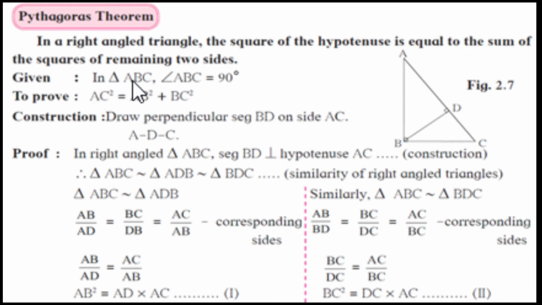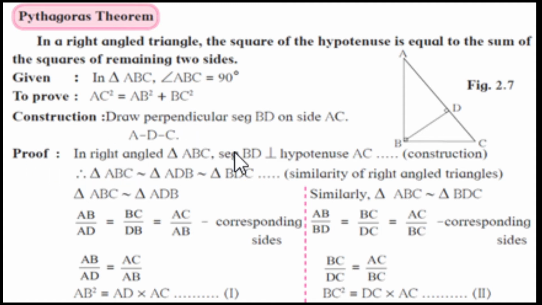Now what is given in triangle ABC? Angle ABC is 90 degrees. We have to prove that AC square is equal to AB square plus BC square. For this we have to construct a perpendicular segment BD on side AC, with A-D-C as the betweenness. You have seen what betweenness is in standard 9. So let's start the proof.